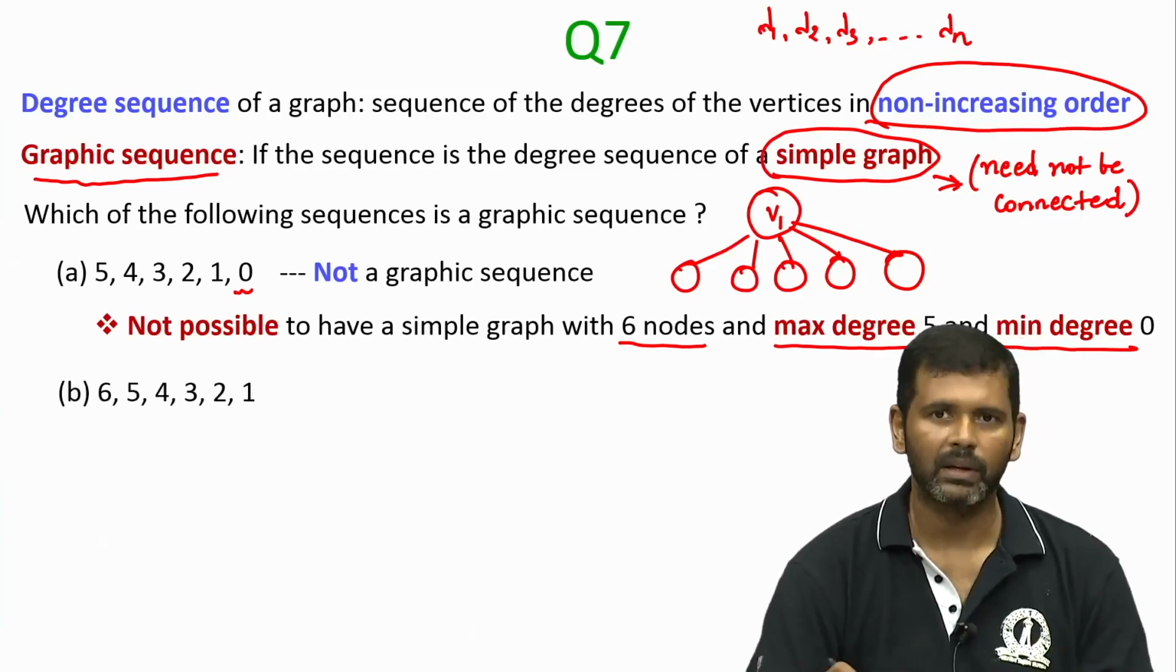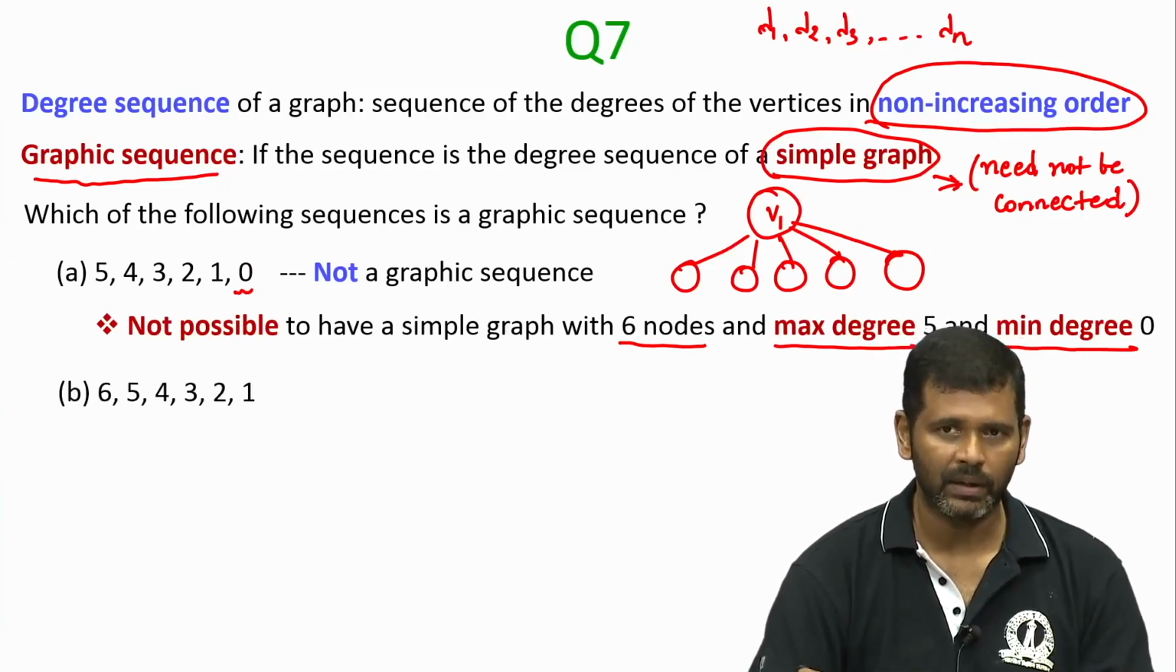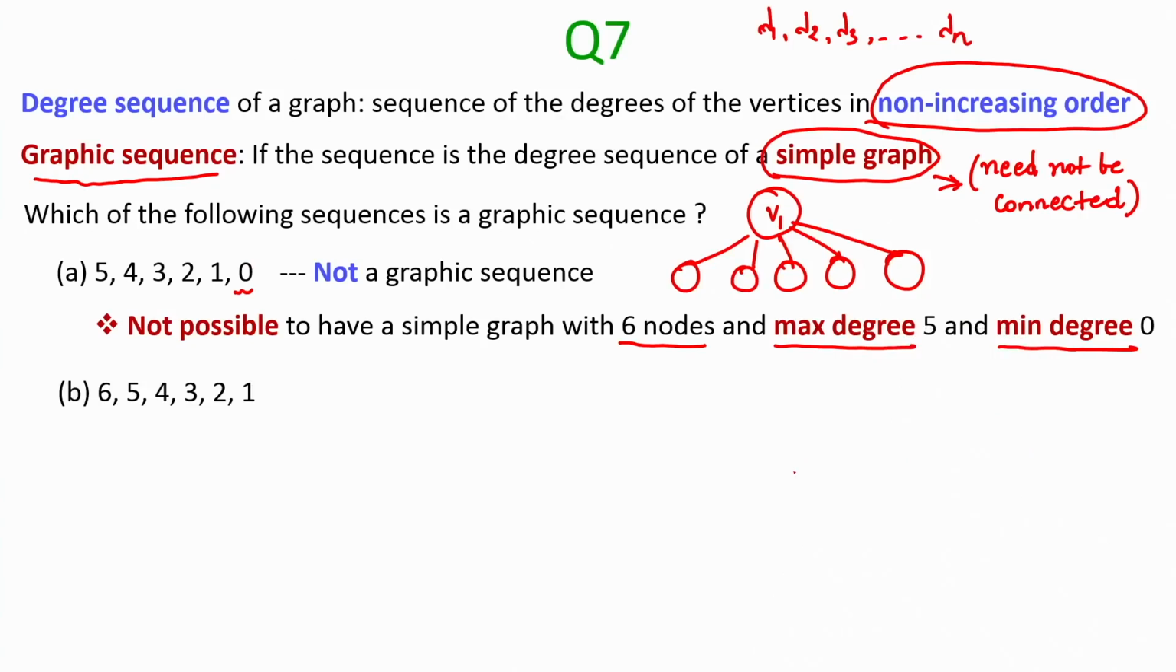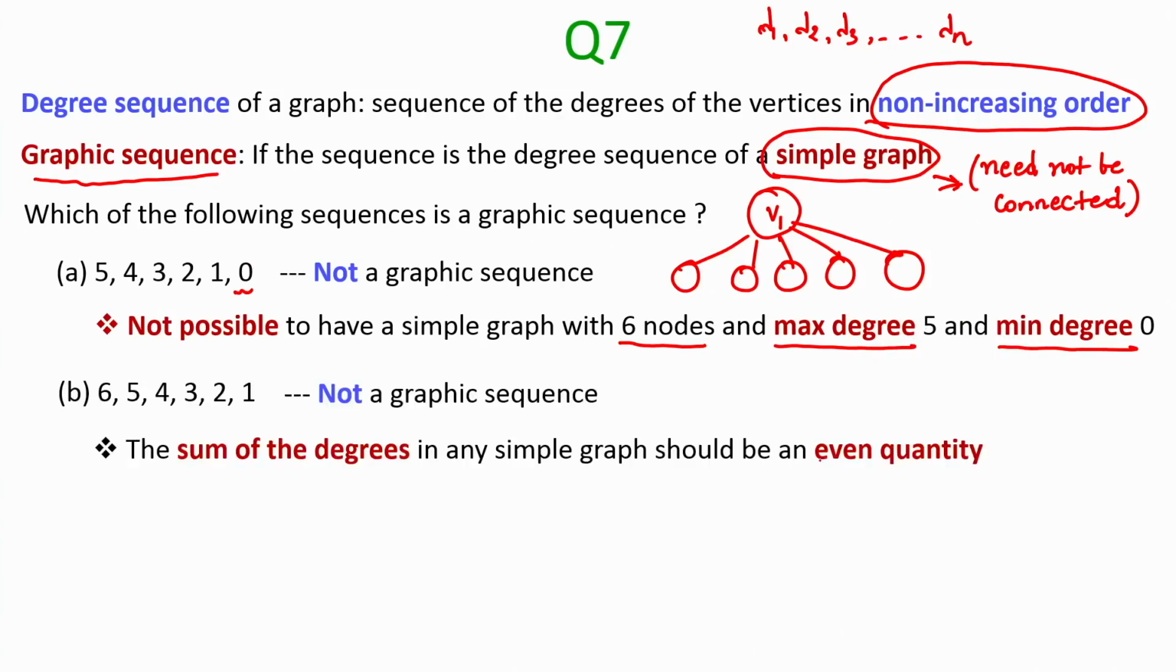Now, let us take the second sequence and try to argue whether it is a graphic sequence or not. Again, this sequence is not a graphic sequence. There are several ways by which you can refute it.